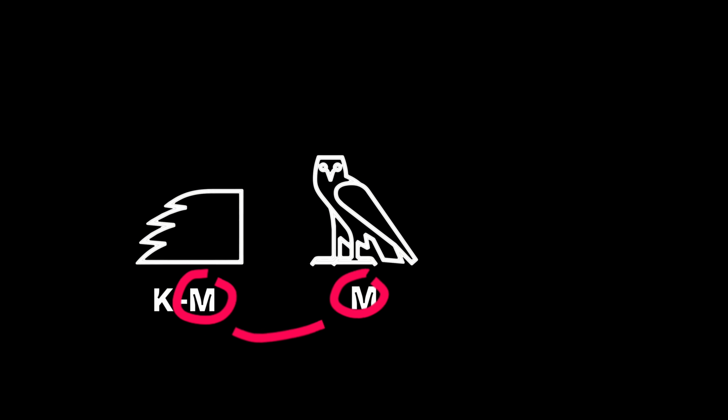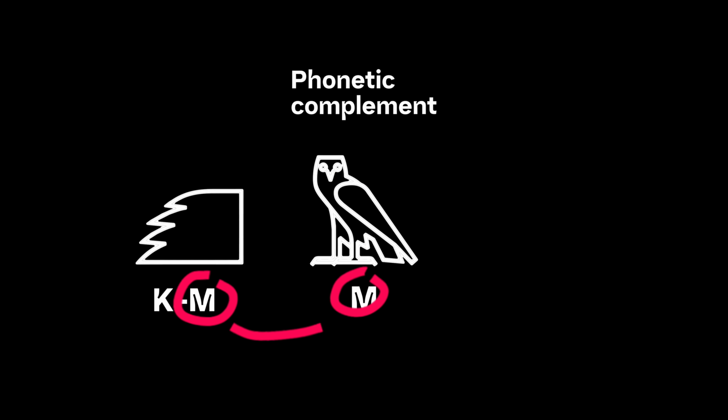Now, the first thing you've probably noticed already is that we already have an M in the first symbol. So there's two possibilities about the role that this owl in the word Kemet could play. The first possibility is that it's a phonetic complement. Now, a phonetic complement was essentially a set of alphabetics or phonetics that were placed there to tell you how to pronounce a word.